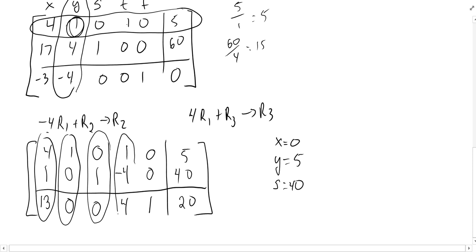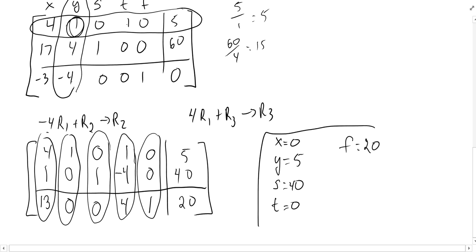The t column is all messy, so I'm going to let t be 0. And my f column, your f column should always look like 0, 0, 1 all the way through your calculations. It should not change if you've done everything correctly. And the 1 corresponds to the 20, so f equals 20. So that would be my ideal solution. x is 0, y is 5, s is 40, t is 0, and f is equal to 20.